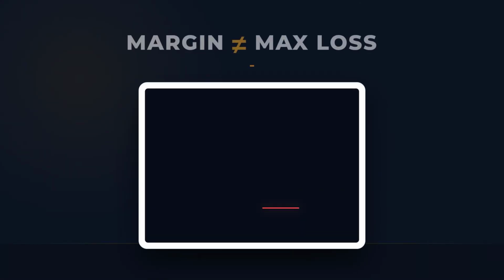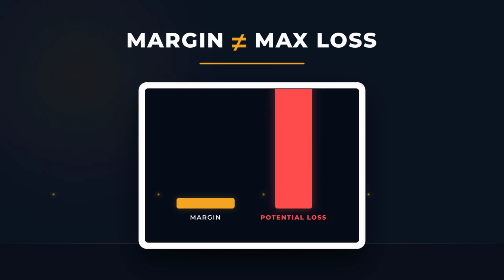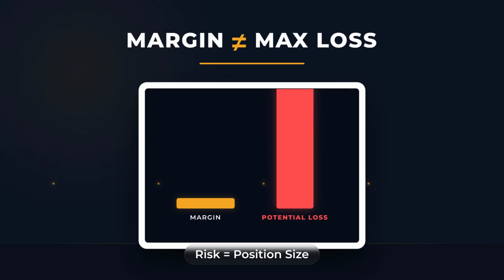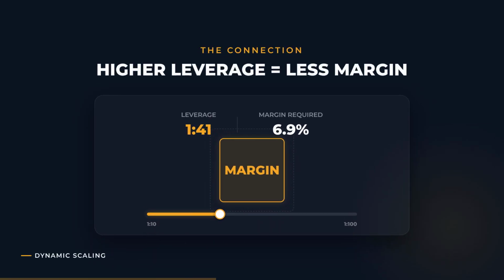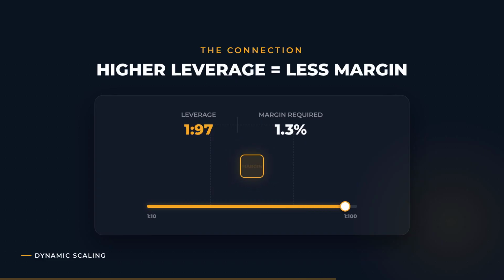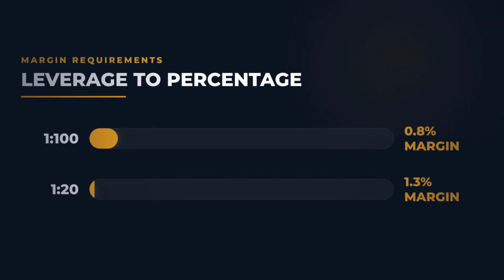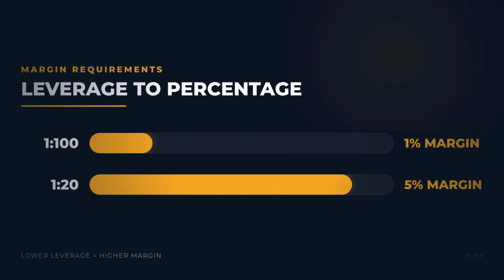It's important to remember that margin is not your maximum possible loss. Your actual risk depends on the total size of the position and how far the market moves. Leverage and margin are inversely connected. Higher leverage means you need less margin to control the same position size. You might also see margin expressed as a percentage. For instance, 1 to 100 leverage is a 1% margin requirement, while 1 to 20 is 5%.